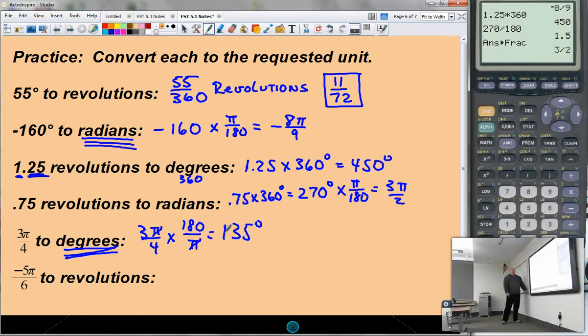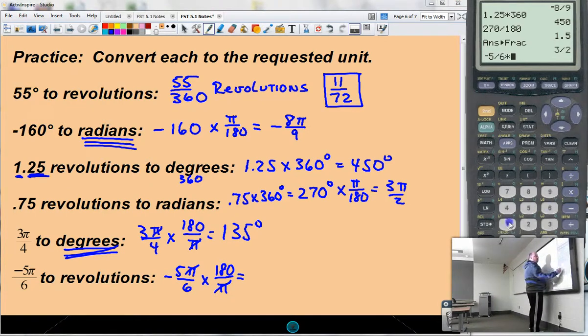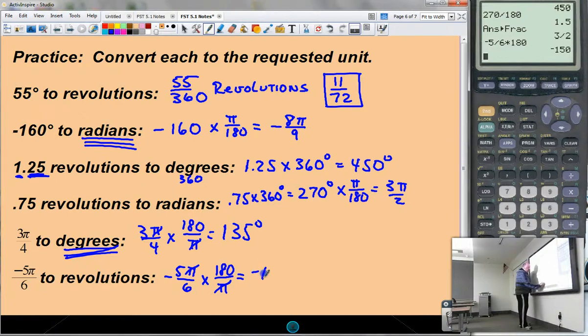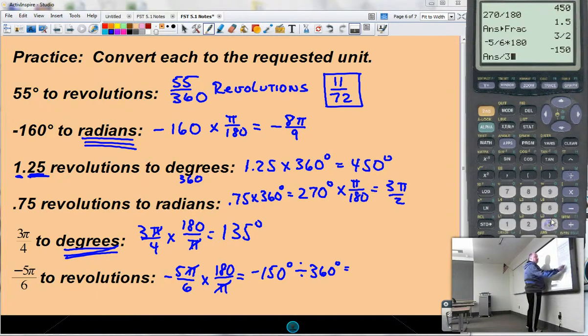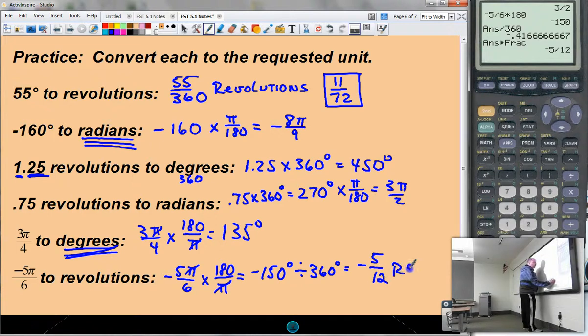Okay. And then the last one, negative 5 pi over 6, and I want to convert it to revolutions. So first thing I'm going to do is take negative 5 pi over 6, multiply it by 180 over pi to get it into degrees. If I do that, my pi's cancel out. Negative 5/6 times 180, negative 150 degrees. But then I still need to get it over to revolutions. So divide by 360 because there's 360 degrees in a revolution. So I go divided by 360 and the answer is negative 0.4167. And lo and behold, I'm going to go math, convert to fraction again and I get negative 5/12 of a revolution.